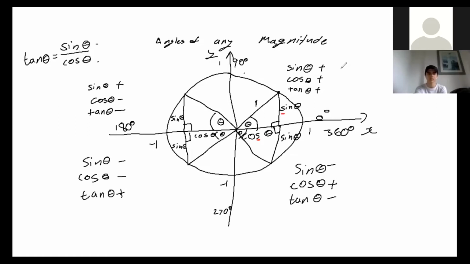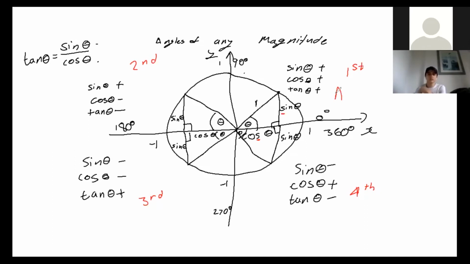So this is called my first quadrant because it goes from 0 degrees to 90 degrees. And then from 90 to 180, it's my second quadrant. And from 180 to 270, this is my third quadrant. And from 270 to 360 degrees, that's my fourth quadrant, right? Yeah. So there's a little thing you can use to remember which ones are positive and which ones are negative in each of the quadrants.